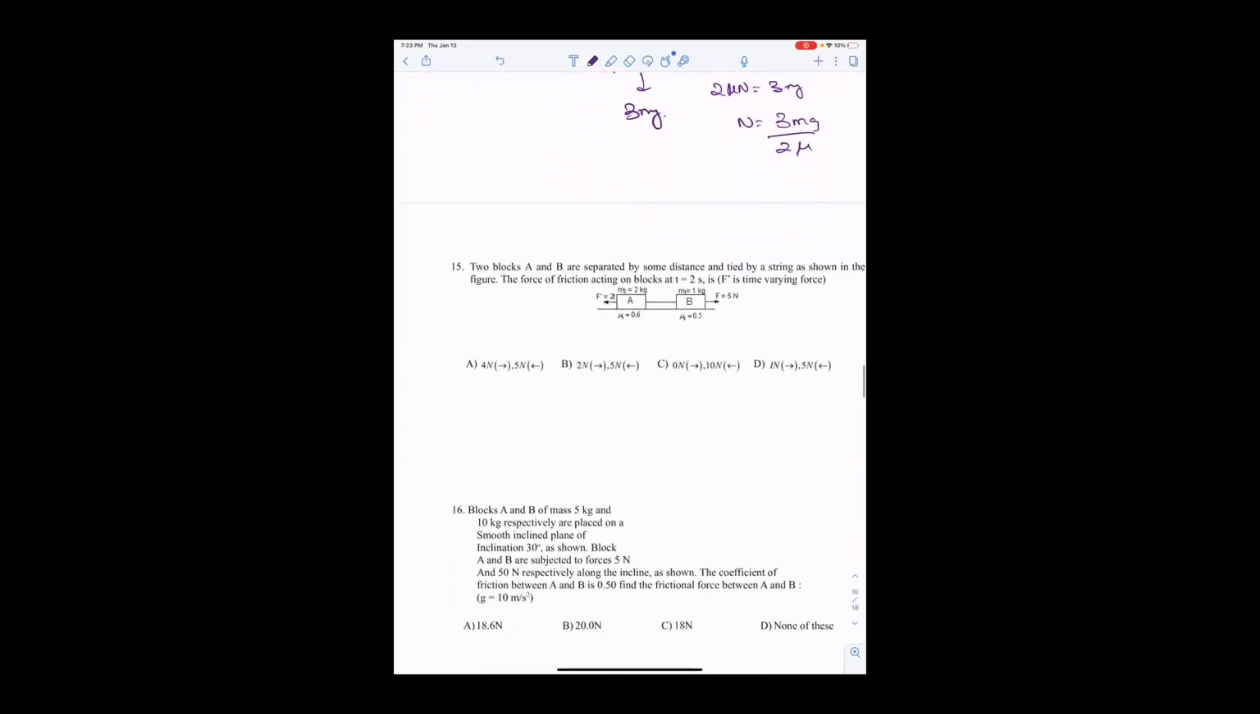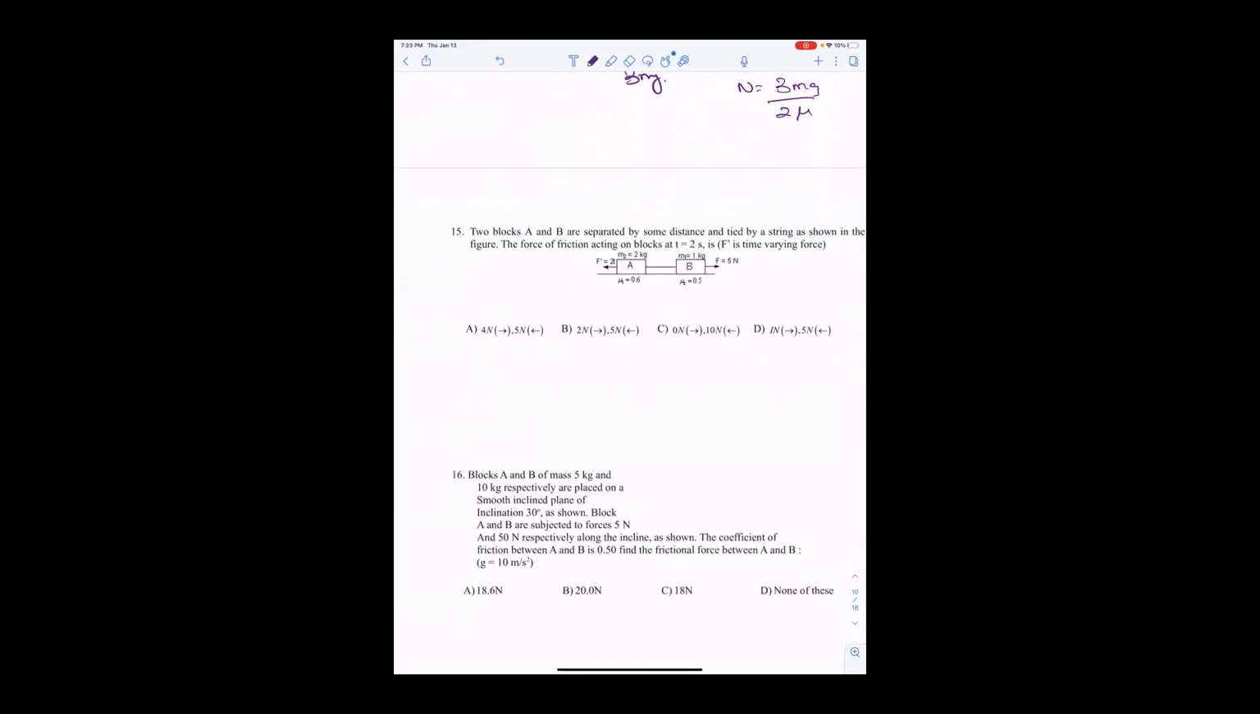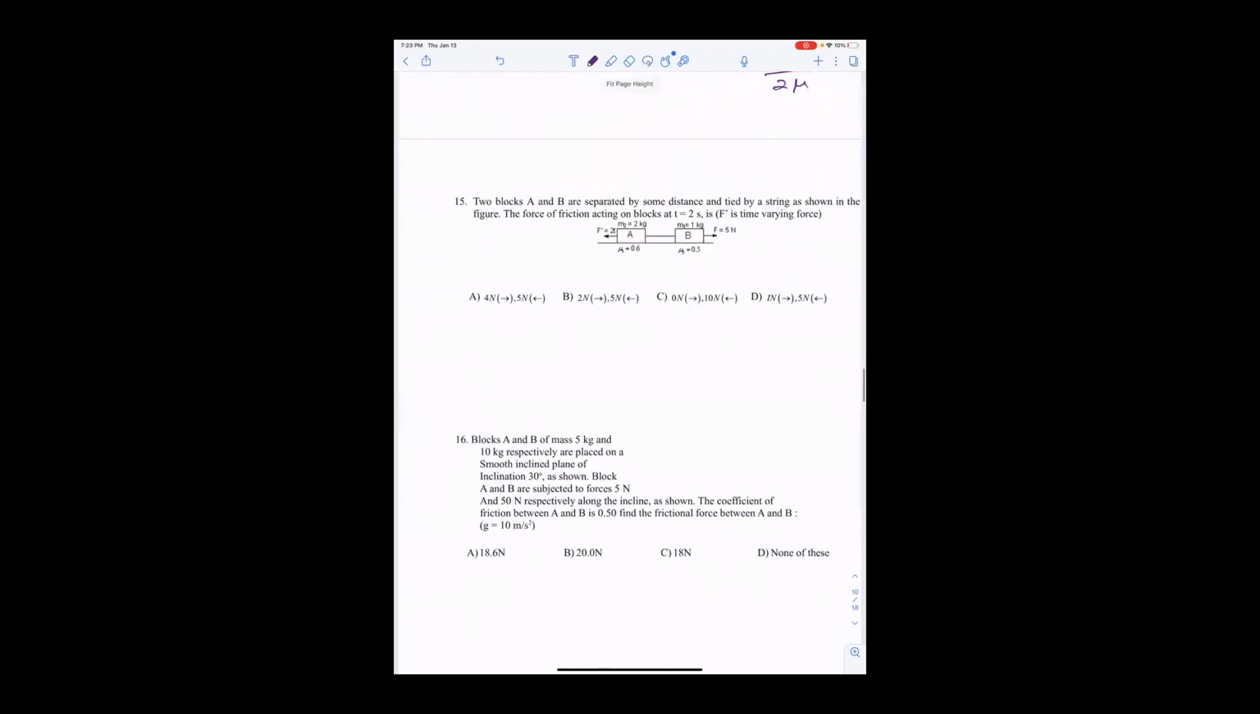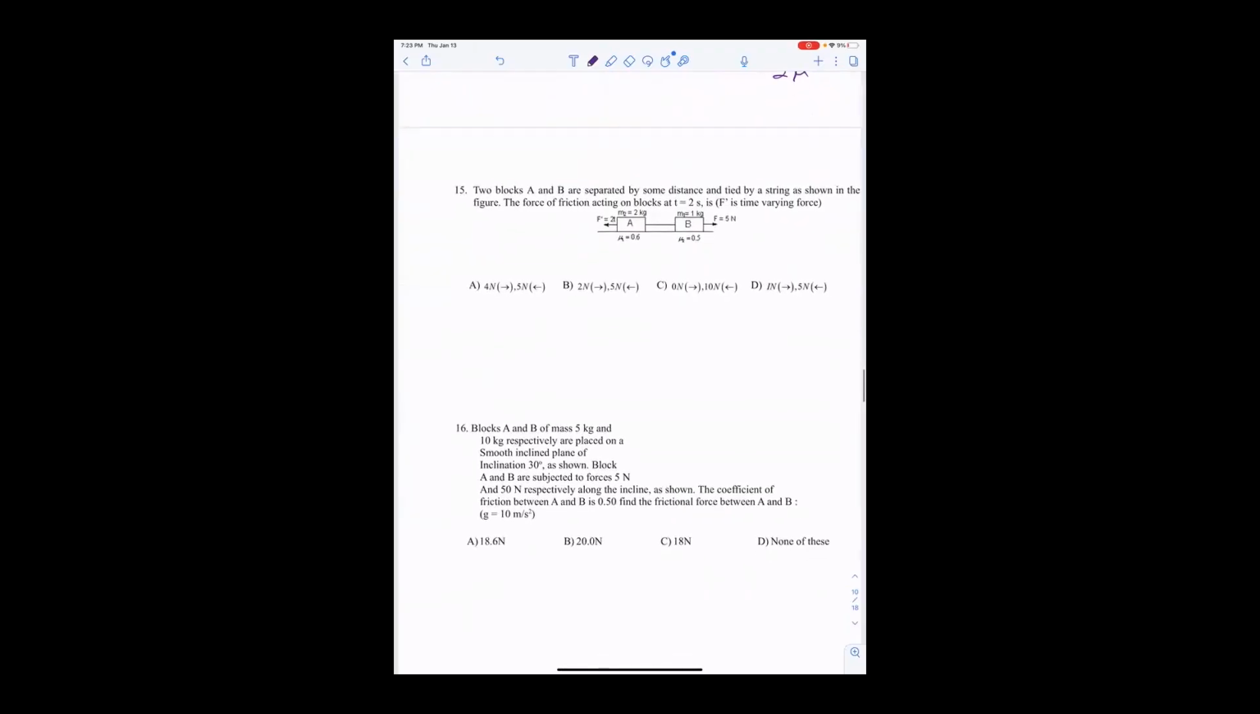Two blocks A and B are separated by some distance and tied by a spring as shown in the figure. The force of friction acting on block at t equal to 2 seconds is? So he's asking at t equal to 2 seconds. F dash is 2t. It is not constant. F dash is 2t. Now what is happening? This is lengthy. I would ask you to take a screenshot. We'll solve it at the end.